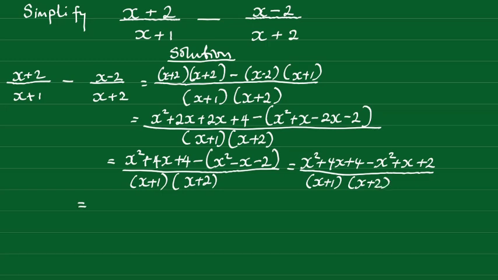I will continue that solving. We have x squared and minus x. Now we collect like terms. We have x squared minus x squared; both eliminate themselves. We have plus 4x plus x, that gives us 5x. All right, we have plus 4 plus 2, that gives us a plus 6.